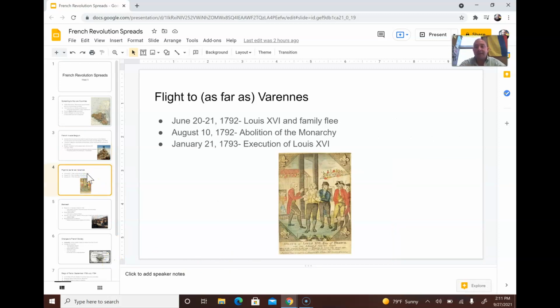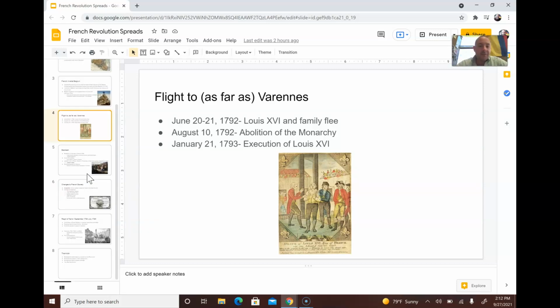Now, one of the major events that occurs in 1792 to 1793 is the flight to Varennes, but sometimes I call it the flight as far as Varennes. Louis XVI is not liking the constitutional changes that he is being forced to adopt. In June of 1792, he takes his family and they flee Paris. You remember they had been in Paris since the fall of 1789. He tries to flee with them to Austria. His wife, Marie Antoinette, her family is the ruling family of Austria. So they try to flee to Austria to get some assistance.